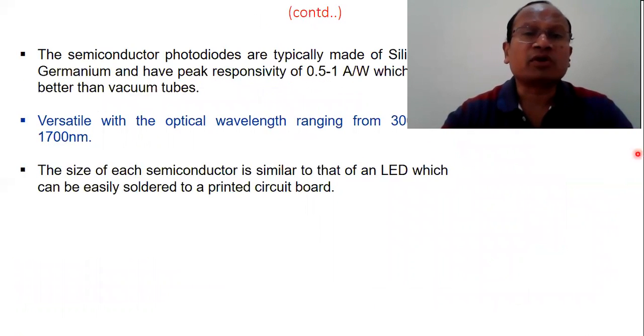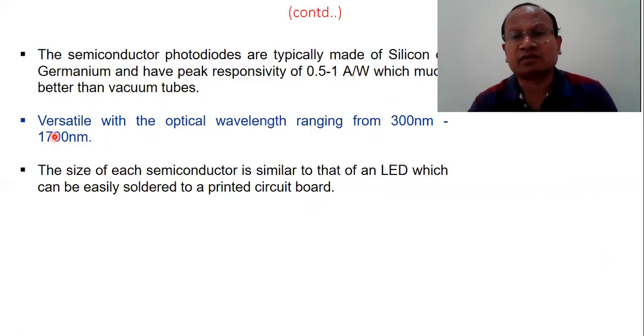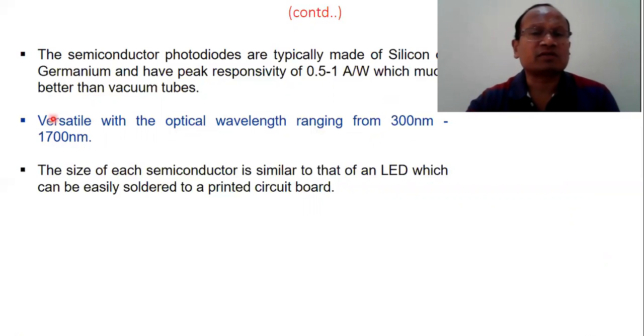Semiconductor photodiodes are typically made of silicon and germanium, and silicon or germanium will have a peak responsivity of 0.5 to 1 ampere per watt, which is much better than the vacuum tube. They are versatile, with optical wavelength generally ranging from 300 nanometers to 1700 nanometers, which is the range of optical wavelength for this device.